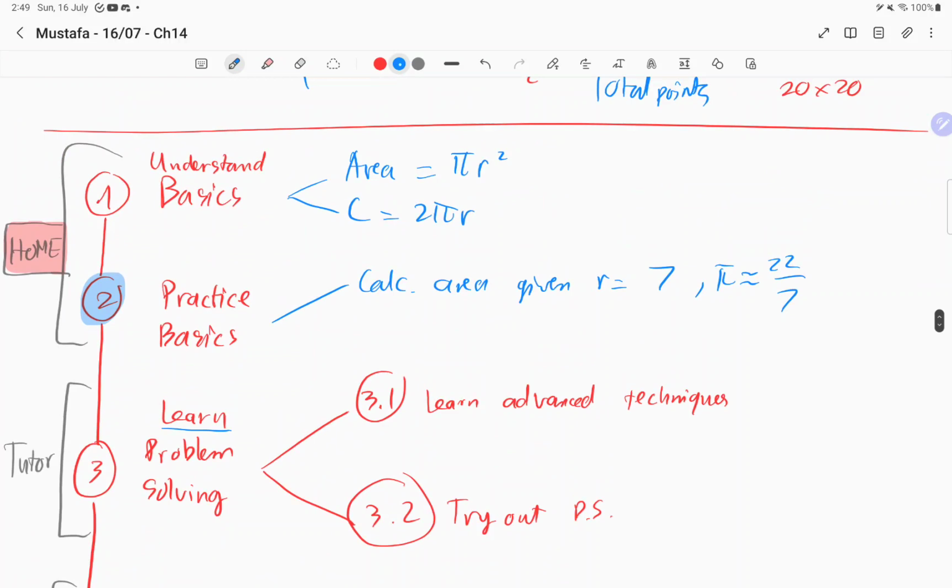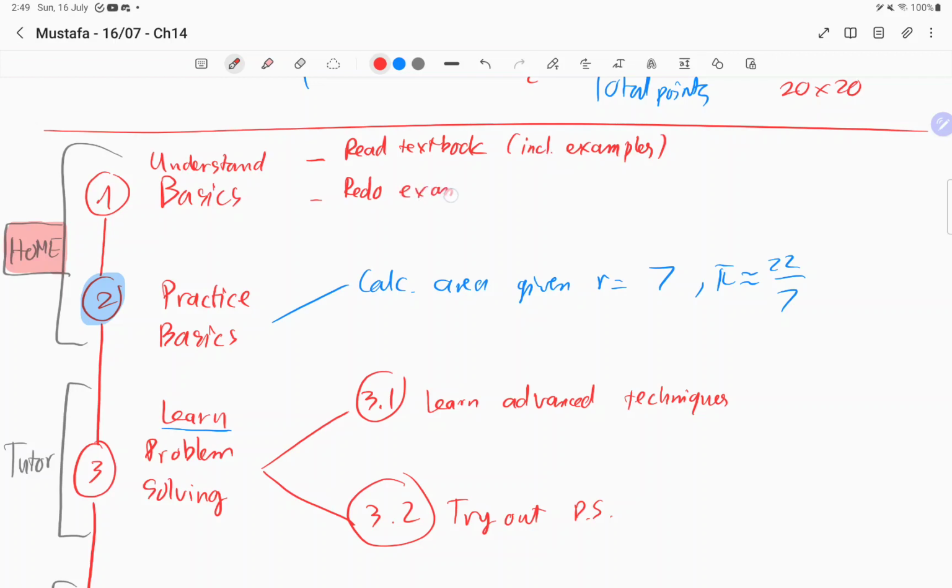So to understand the basics, you would basically need to read the textbook, including the examples, and then redo the examples. If you can redo the examples, you're done with step 1. You already understood the basics.